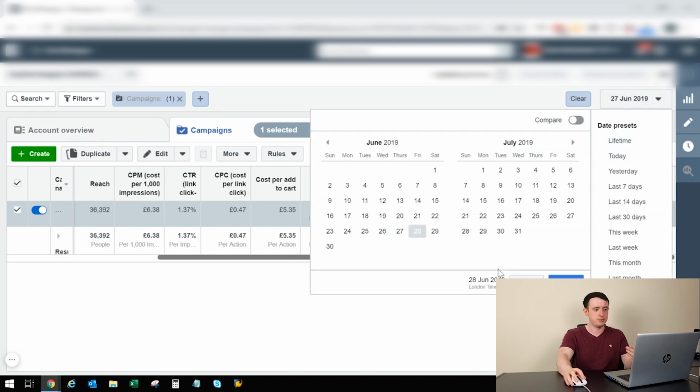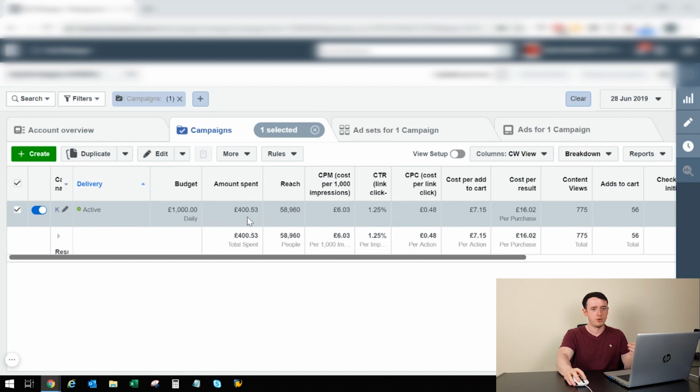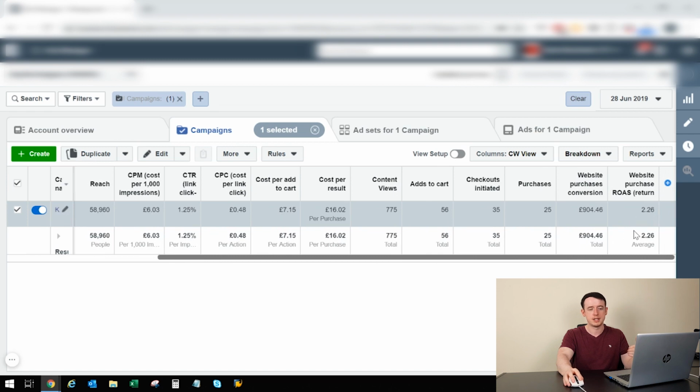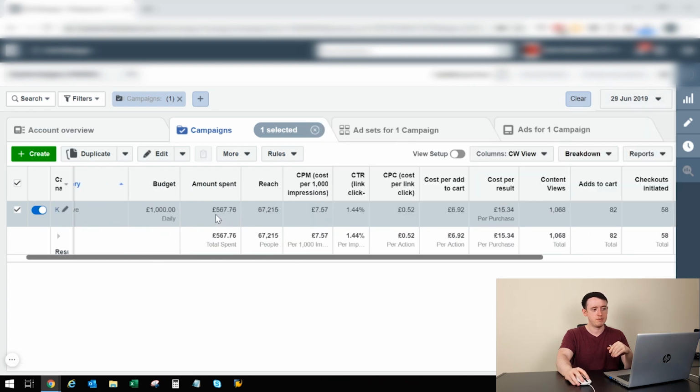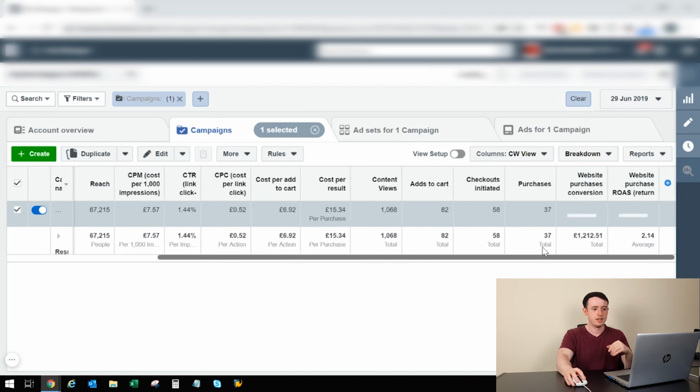On the 28th, which is the second day, it spent £400. Now Facebook knows more information: it knows what it's going for, and which people are getting those purchases and keeping my costs low. So it's actually spent more budget, and if you look, my ROAS is 2.26. So it's become more profitable with a higher spend, because Facebook is still keeping that cost within the cap that I've set. Then on the 29th, it spent even more. It went up to £567 and I was at 2.14. Again, the break even is 1.45, so it's a very healthy profitability and it's doing really well.